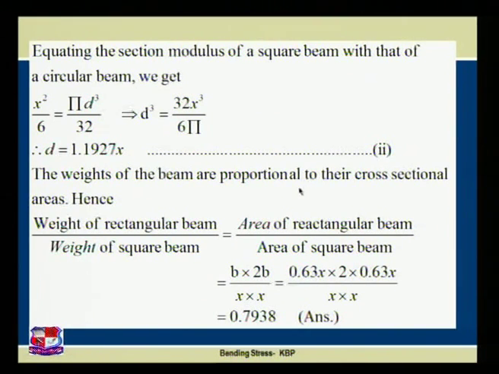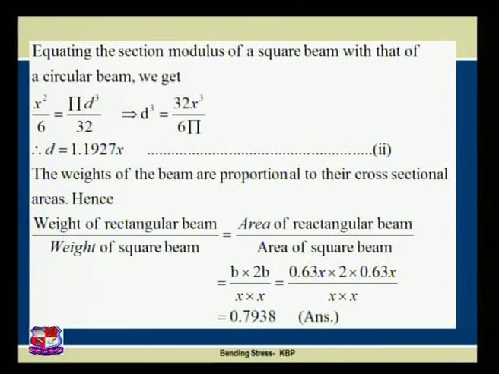Equation number 2. Now what is our intention? Our intention is to find out the ratio of the weight of the rectangular beam to the weight of the square beam. Now the weights of the beams are proportional to their cross sectional areas. Interesting observation. The weights of the beams are proportional to their cross sectional area. How? Let us understand this on the tabletop.